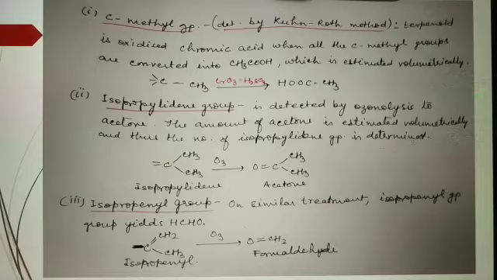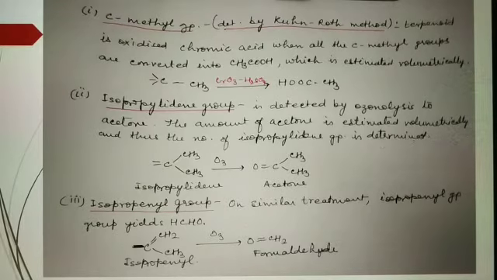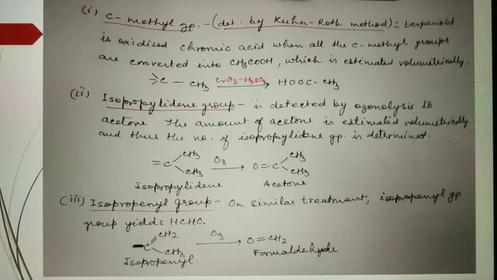Third is the isopropenyl group. On similar treatment, that is on ozonolysis, the isopropenyl group gives formaldehyde. So we can check whether it is isopropylidene. If we get acetone, then it is isopropylidene group, and if we get formaldehyde on treatment with ozone, we can say that it is isopropenyl group.